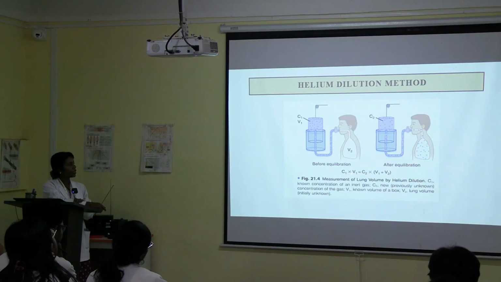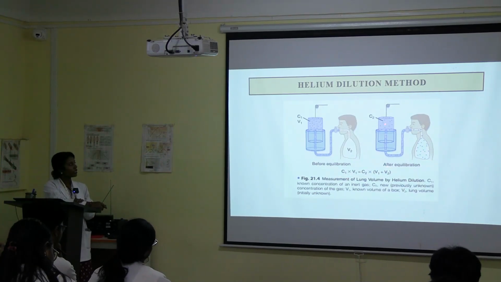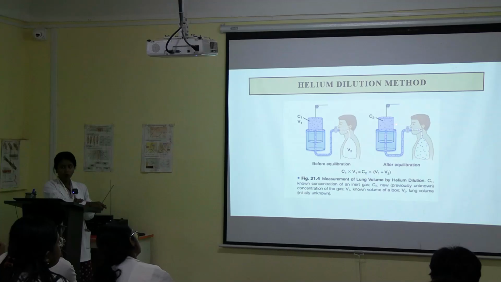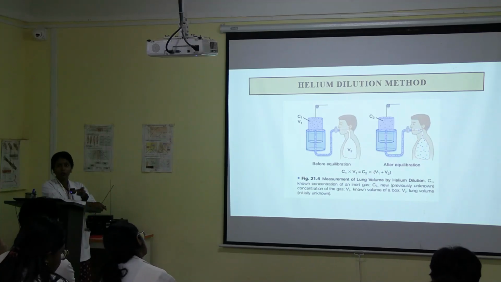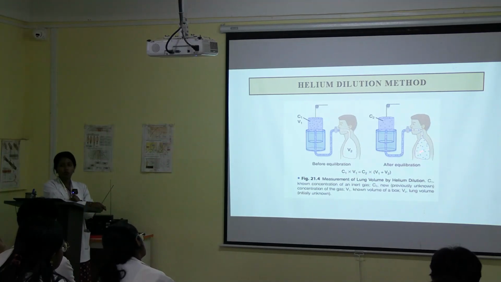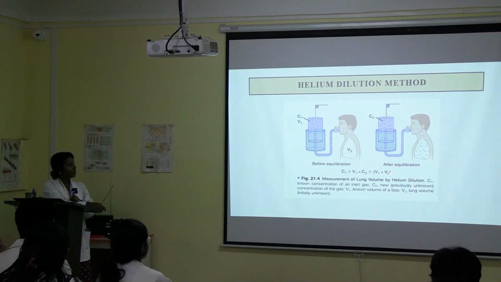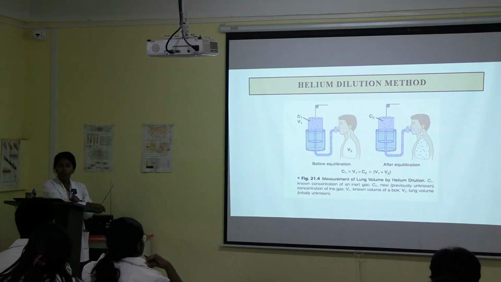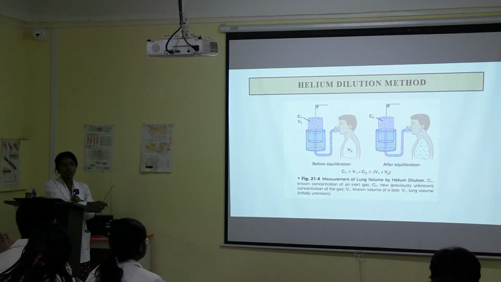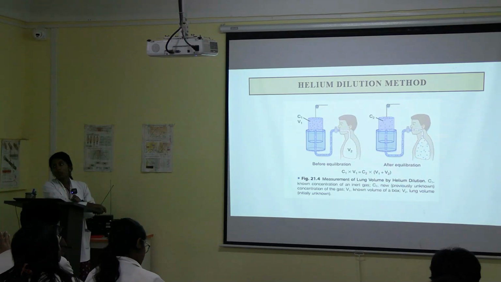This is the previous one, C1 V1, equal to C2, the newer one, after the concentration has already decreased because it has gone into the lungs now. And the volume will be the lung volume, V2. After you put these in, you find out how much the functional residual capacity is. So this is the principle of Boyle's law.